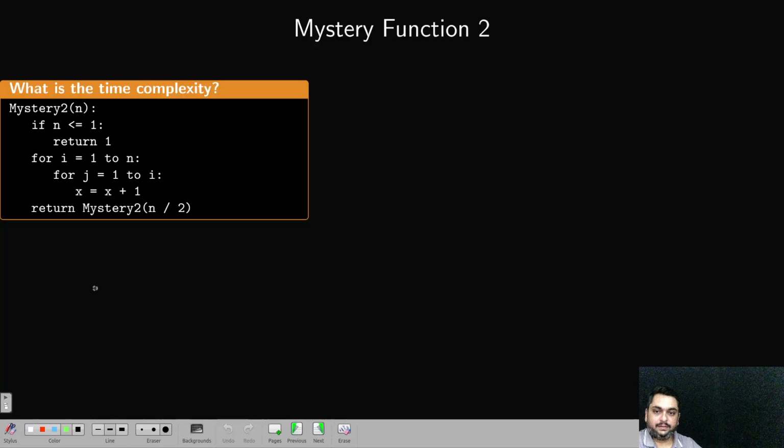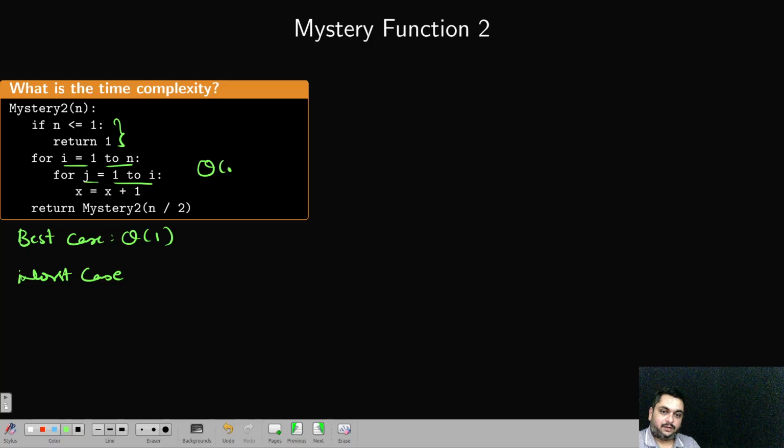Similarly, one more function is given. If n is less than or equal to 1, return 1. So best case is theta of 1. Now worst case, you see here, i equal to 1 to n, j equal to 1 to i. This we get as theta of n square. Same problem you have solved. First, what is the work done inside the loop? This becomes my f of n plus some constant. This is the basic operation. The inner loop and outer loop together run for theta n square time.